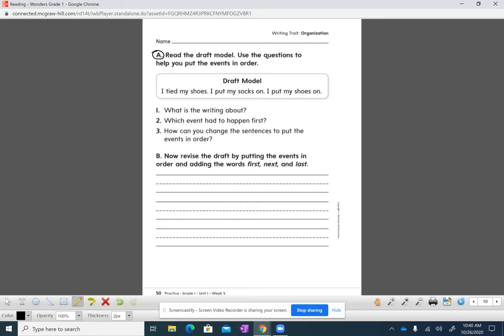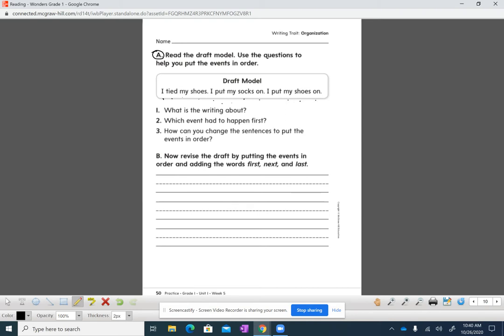So let's read it. I tied my shoes. I put my socks on. I put my shoes on. What is the writing about? Well, it sounds like it's about putting your shoes on.